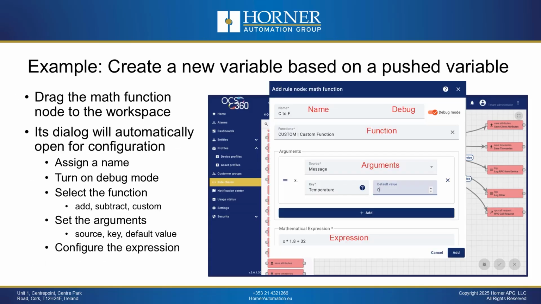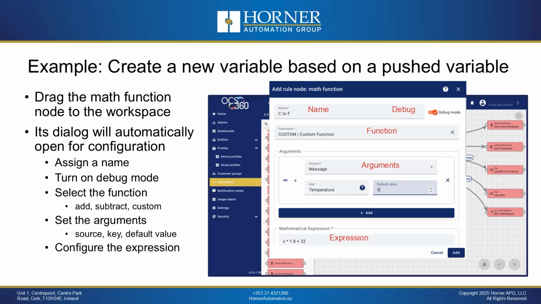When we click on the math function node, the dialog box automatically pulls up and then we can start configuring it. We need to assign a name to this node. We call this one on the screen C to F because that is what it is doing. It is a good idea to turn on the debug mode switch in the upper right hand corner there. That way we can see this particular variable in action.